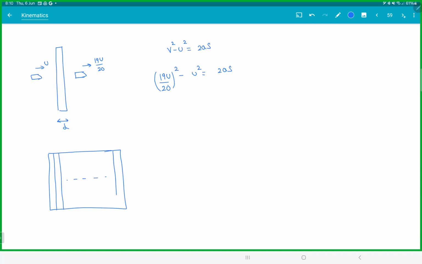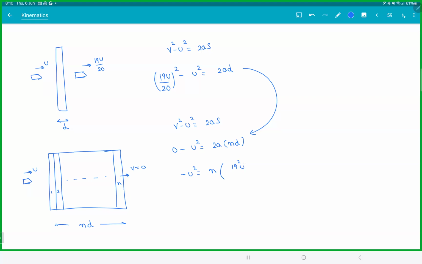When you have n planks, the distance becomes n into d. You are entering with u, and velocity is 0. So now if I write the same equation, v square minus u square is 2as, this time v would be 0. So u square, this will be 2a n d. So take this 2ad and substitute here. You end up with u square is equal to n, and 2ad will be 19 square u square by 20 square minus u square. You get n is equal to 20 square by 20 square minus 19 square.